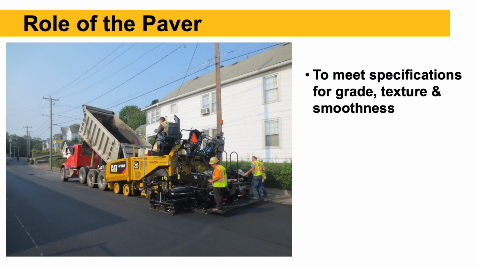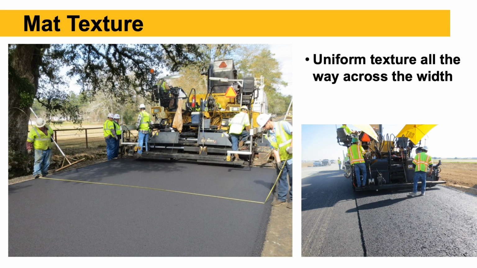So the role of the paver is to meet our specifications for grade, texture, and smoothness. We want a smooth mat at the right thickness that looks nice and uniform from one edge to the other. If everything's set up properly, the mat texture from left side to right side should look the same, as you can see in the left-hand picture here. We don't want to see different mat textures and thicknesses from one side to the other.